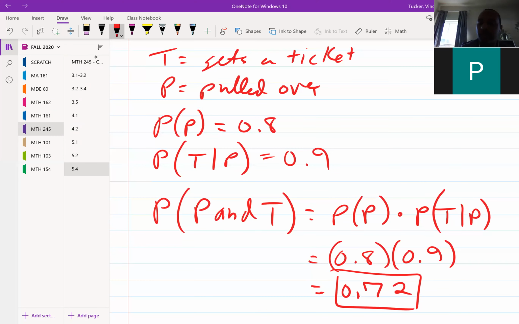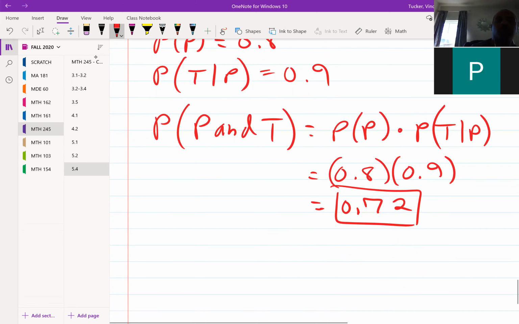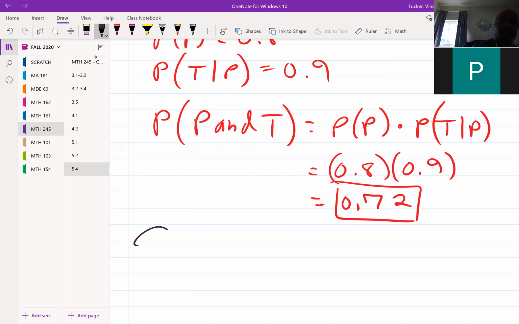All right, what time is it? Okay, we got time. So there's one more scenario you may see. We'll do that one and we should be good to go for 5.4.